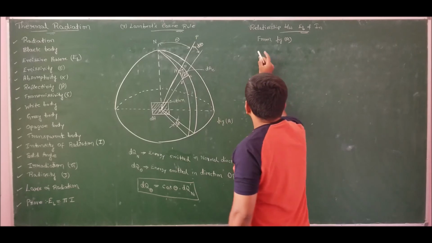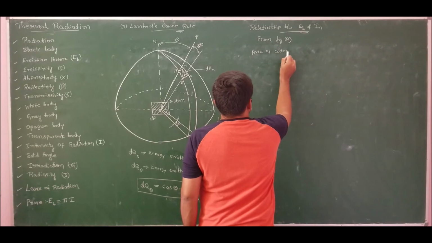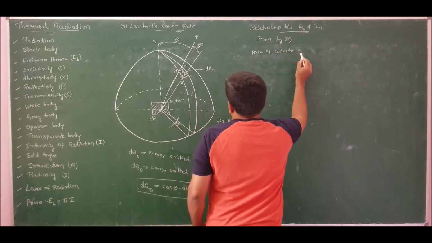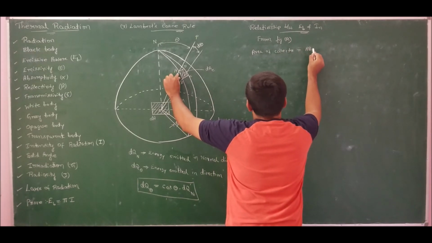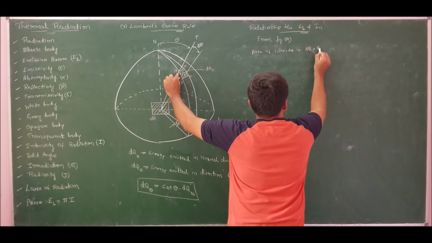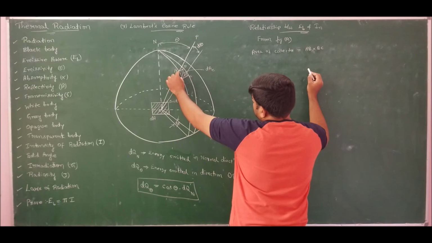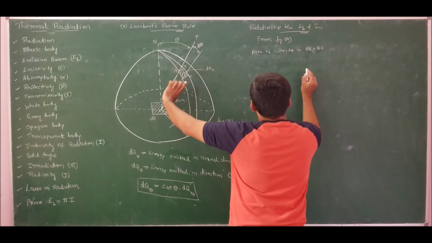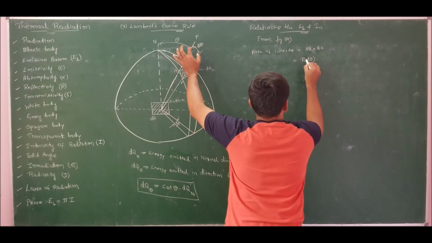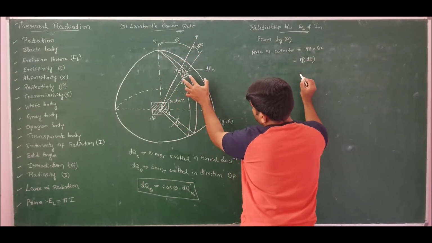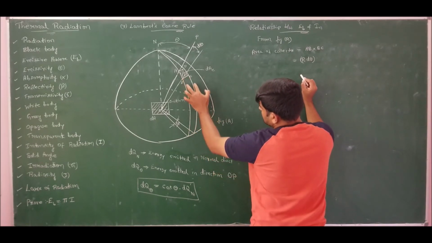Now, what is the area of the collector? The collector is a rectangle, so I can write its area as length AB into length BC. Length AB is already known to us. That is, S is equal to R theta, therefore AB will become R d theta. Now I want to know this length BC, so I have projected it onto the base. This is also equal to length BC.